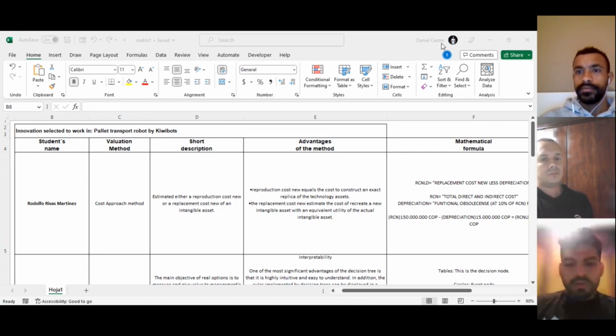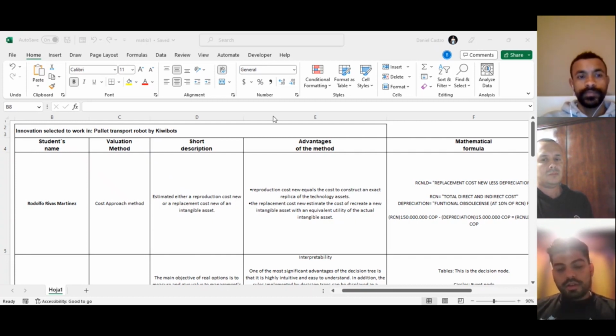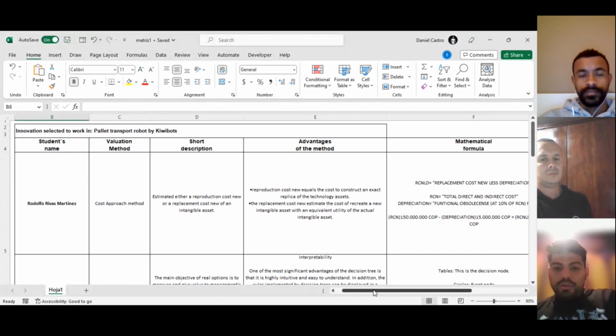Good afternoon, guys, I'm Rodolfo Rivas. Today I'm going to defend the value method that I chose for the exercise. First, I want to say that the innovation that we selected as a group was the pallet transport robot by KiwiBots, as my classmate Daniel said. I'm going to basically explain and give an overview of what a cost approach method is.